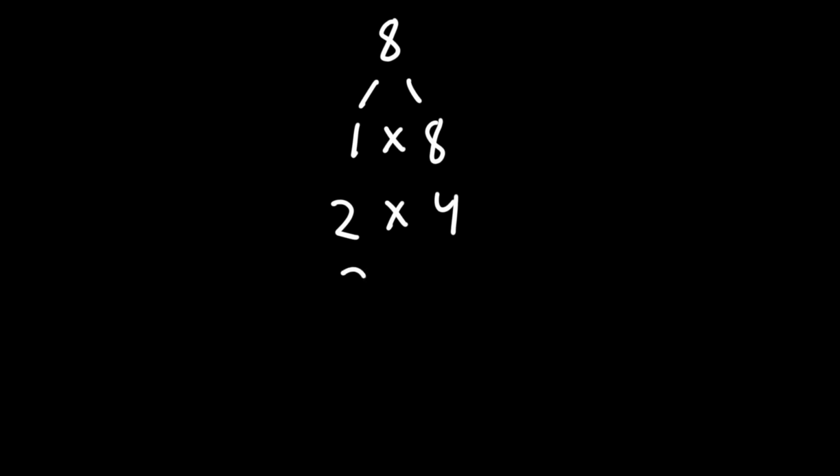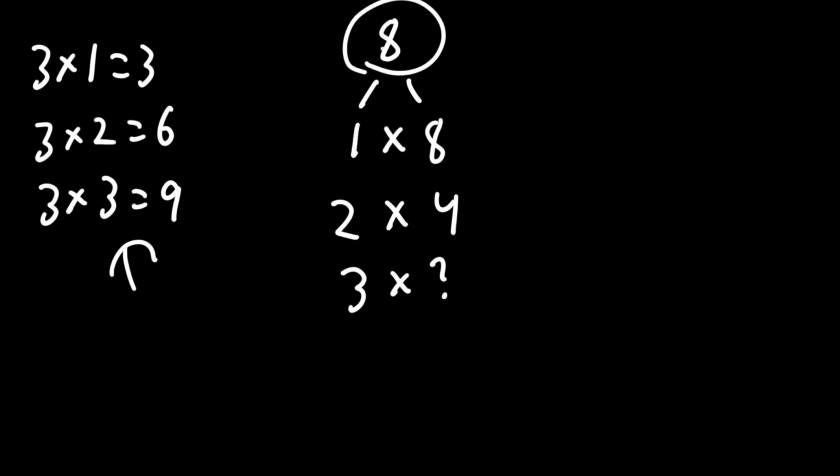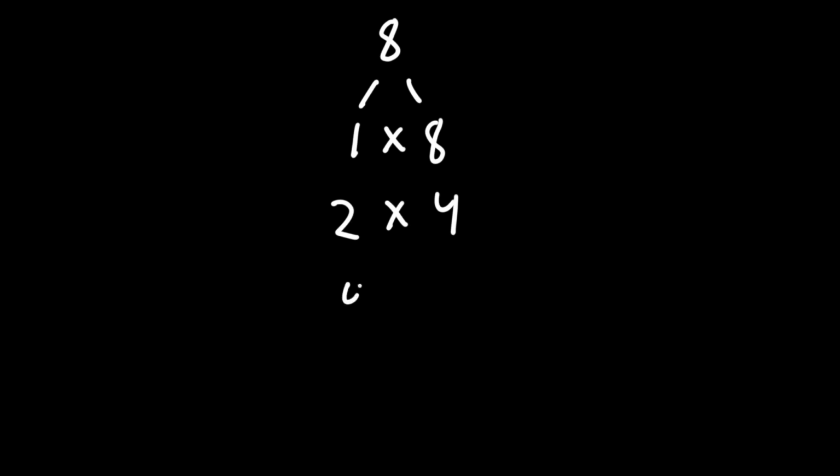Let's try 3. 3 times what equals 8? So let's use guess and check. 3 times 1 equals 3, which is less than 8. 3 times 2 equals 6, which is also less than 8. 3 times 3 equals 9, which is larger than 8. This means that 3 isn't a factor of 8, because 3 can't multiply to anything that equals 8.